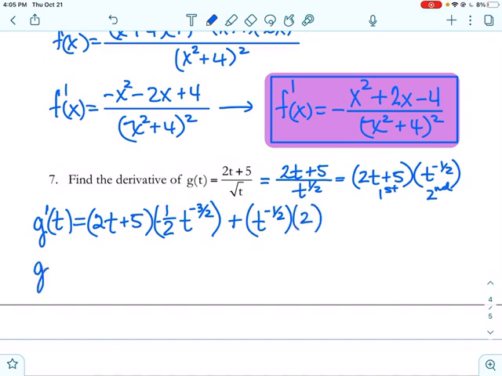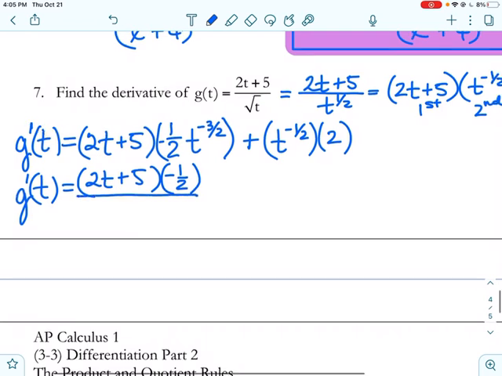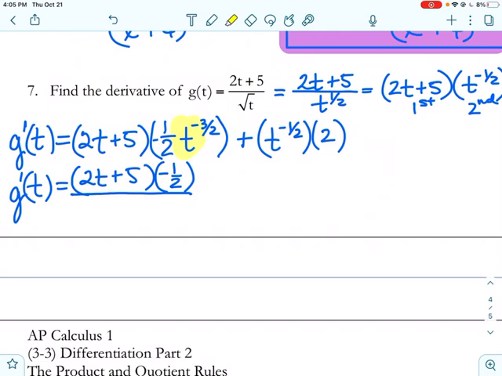So we end up with g prime of t is equal to, now we have negative exponents, so those negative exponents, we're going to bring those powers down to the bottom. But we have to be careful with this because we have the 2t plus 5, and that's times a negative 1/2. And then that's going to be over. Remember that it's only this t to the negative 3/2 that goes to the denominator as t to the 3/2. Then we have plus, so a little bit of work to do here, 2 over t to the 1/2.